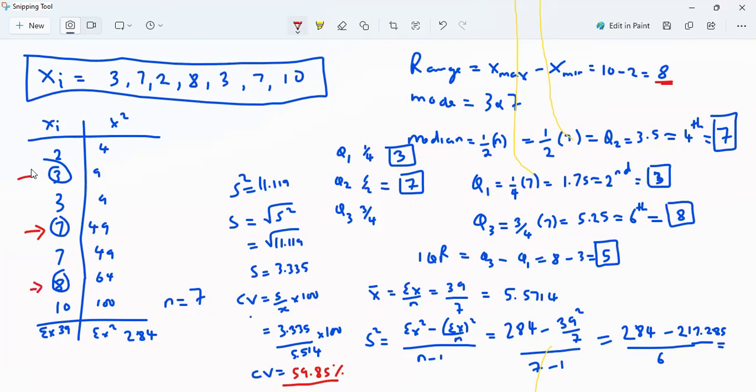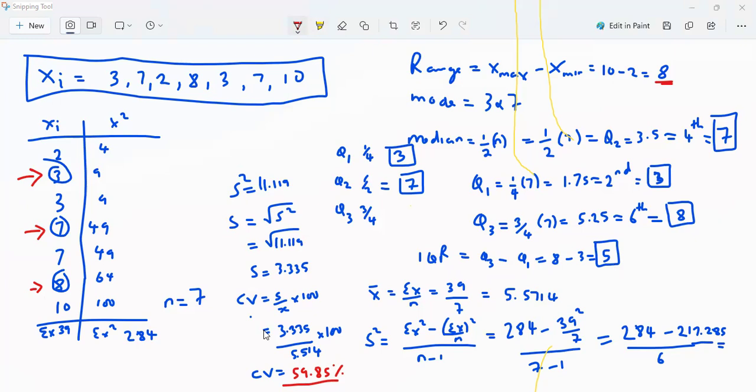And the quartiles also have a range. The range of the quartile is called the interquartile range. The difference between the highest quartile and the lowest quartile is what we get as our interquartile range. So Q3 minus Q1 is 8 minus 3, which is 5. So that is how we find our interquartile range.